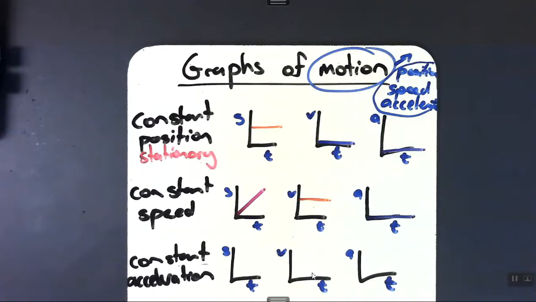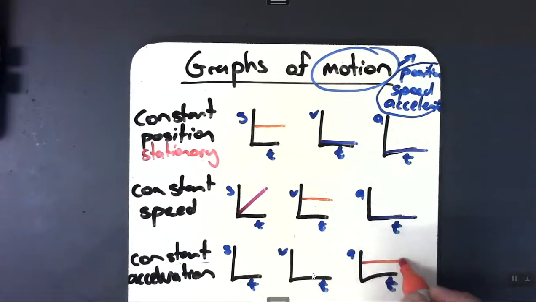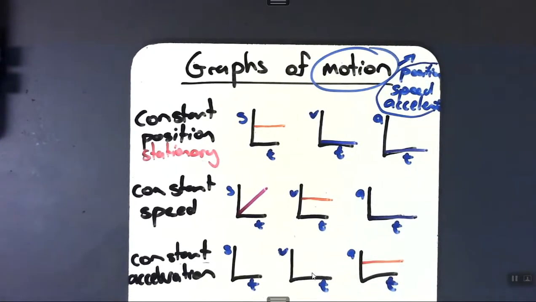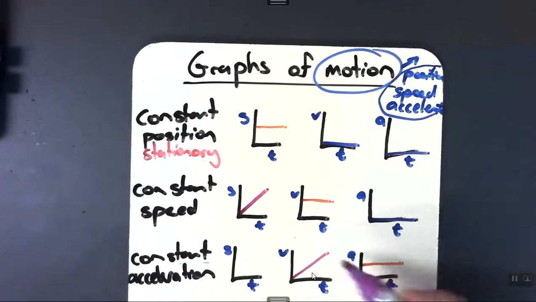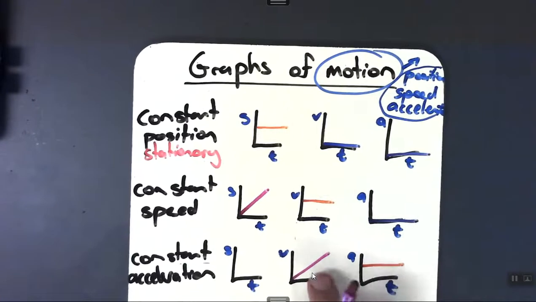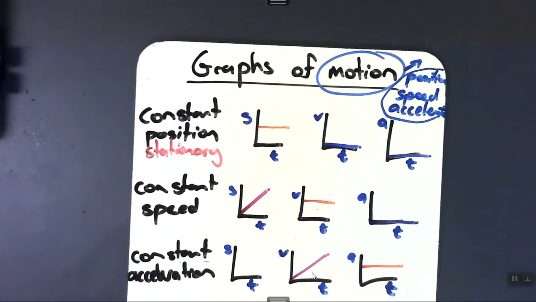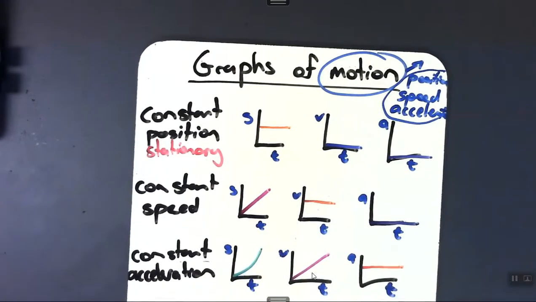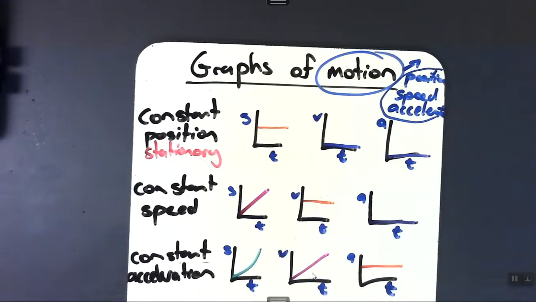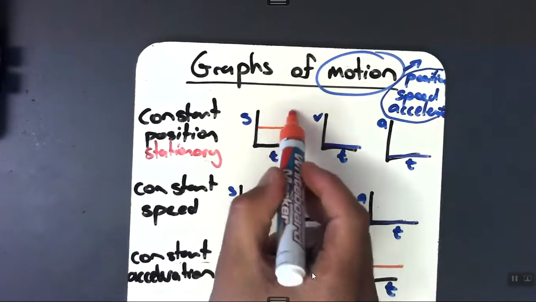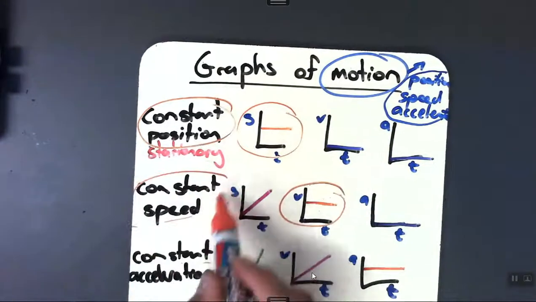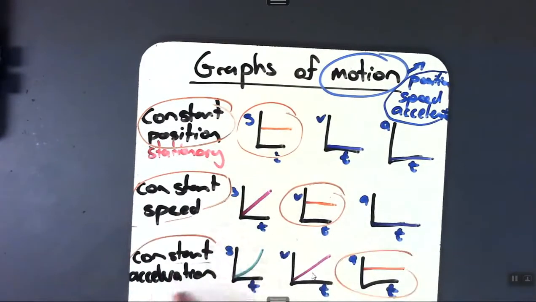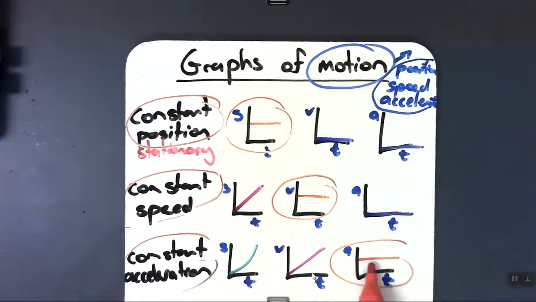So with constant acceleration, we have a horizontal line at the acceleration, a diagonal line at the velocity, and a curve. Okay, and how I always teach students to remember it is whatever is constant is diagonal. The acceleration constant is horizontal.